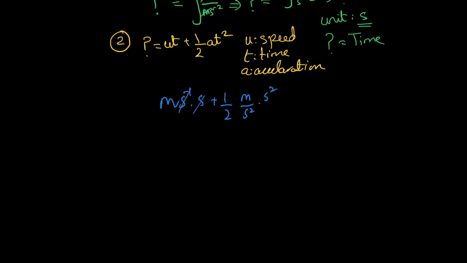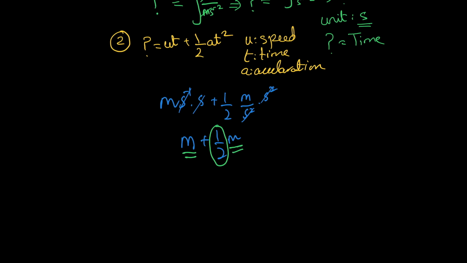s and s^-1 get cancelled. s square and s^-2 get cancelled. So you're left with m plus 1 half of m. Again, don't be concerned about this particular half because it's just a number. What was the unit? The unit was meter. You added meter to meter. Just tell me, when you add meter to meter, what do you get? Do you get kg, do you get seconds, what do you get?